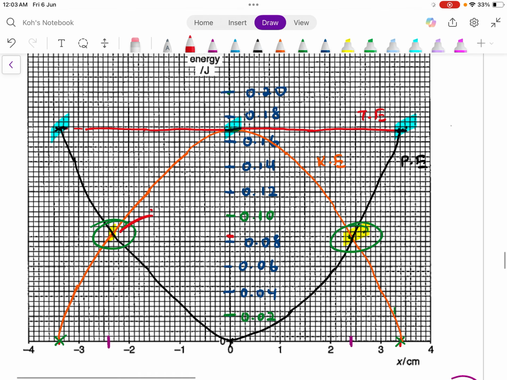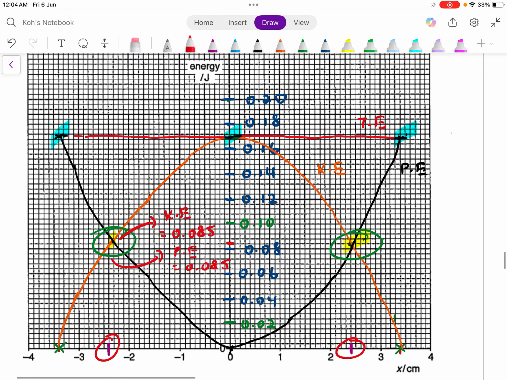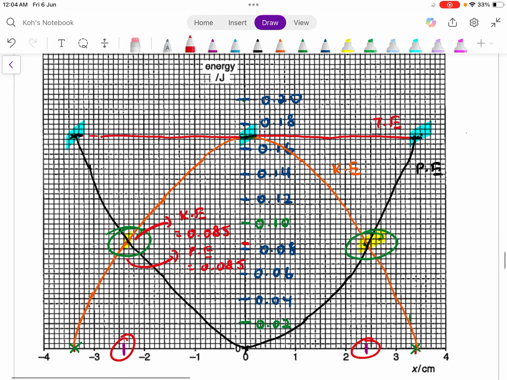At this point my KE is 0.085, and likewise my PE is also 0.085. So they must intersect at negative 2.4 and positive 2.4. The shape and everything, the intersection, must correspond to one another. That is how you get the 6 marks credit. So that's all for this part.